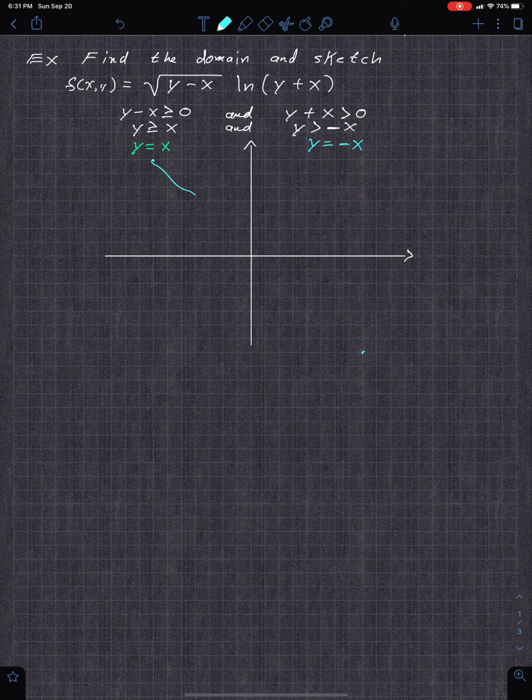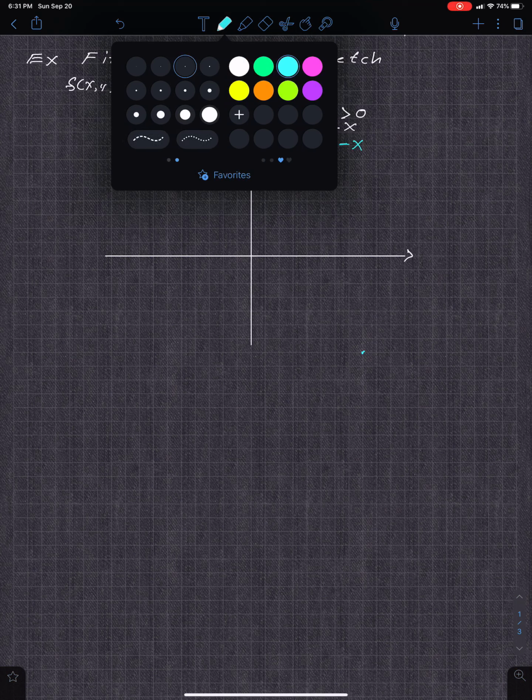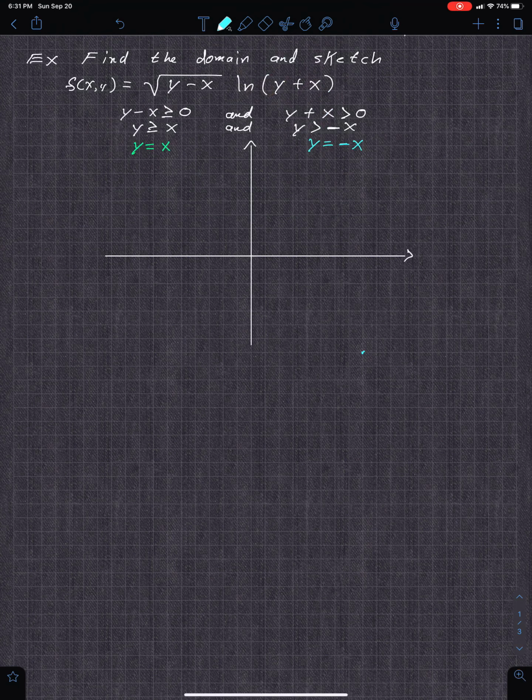So this is your... All right, so that's supposed to be dotted, since I might as well do it right away because I can. So that needs to be dotted. Did everyone see why? Because it's a strict inequality here. So it's a dotted line from here all the way to here.